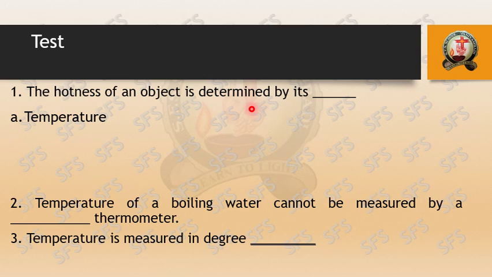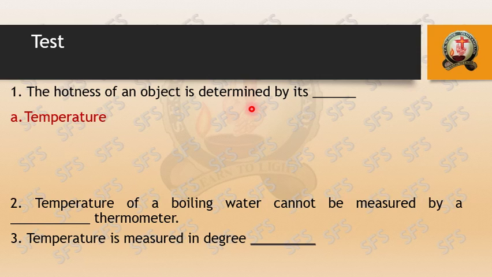The answer is actually not melting, it's temperature. So the hotness of any object, whether an object is hot or cold, we can easily determine by the concept of temperature. Temperature is something which tells you how hot an object is and how cold an object is, right? Now the second question is a fill in the blanks.